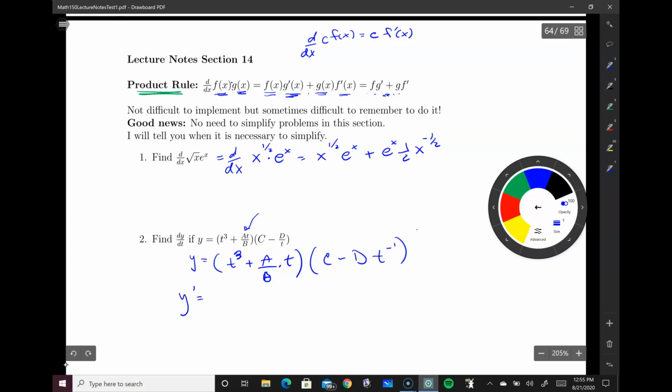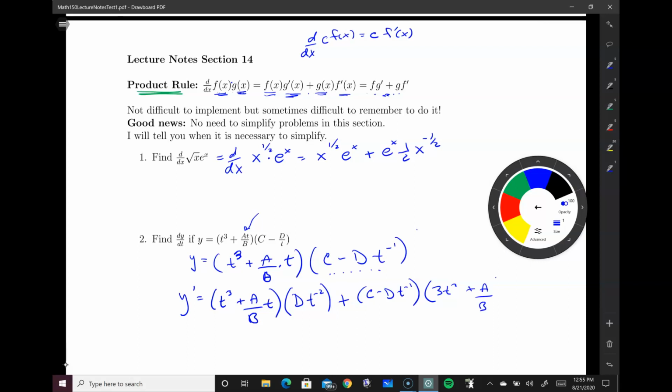So y prime will be first d second. Taking the derivative of this, the derivative of c is 0. The derivative of this, I'll bring the negative down, so I'll go to a positive t, t to the negative 2, plus second d first. Take the derivative of the first, 3t squared, carry along this a over b as a constant, and the derivative of t is 1. And that's all you need.